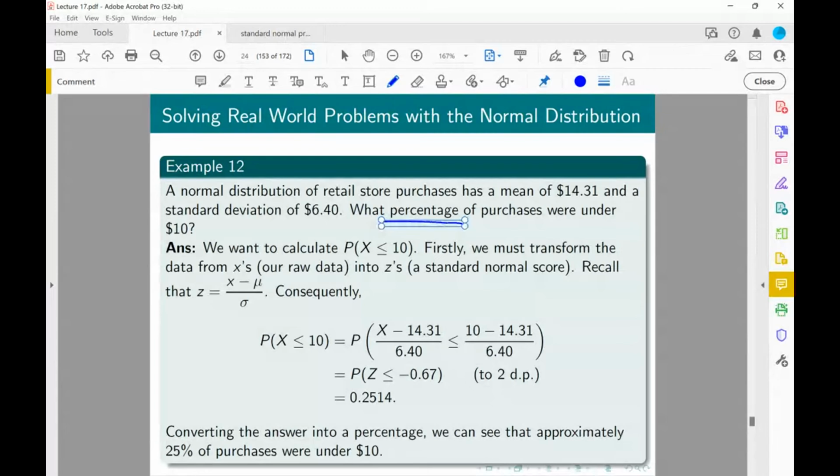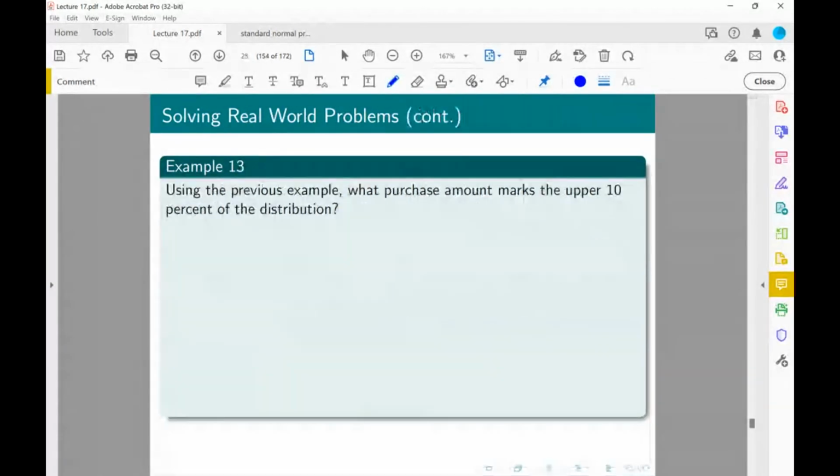Let's keep the same example. Let's say we're still at the same retail store, and this time we want to go back the other way. We want to work out what purchase amount would mark where we hit the top of the distribution. You know, we want to give a reward to the salesperson who sells things at higher than, say, 90% of the others. The highest 10% of values.